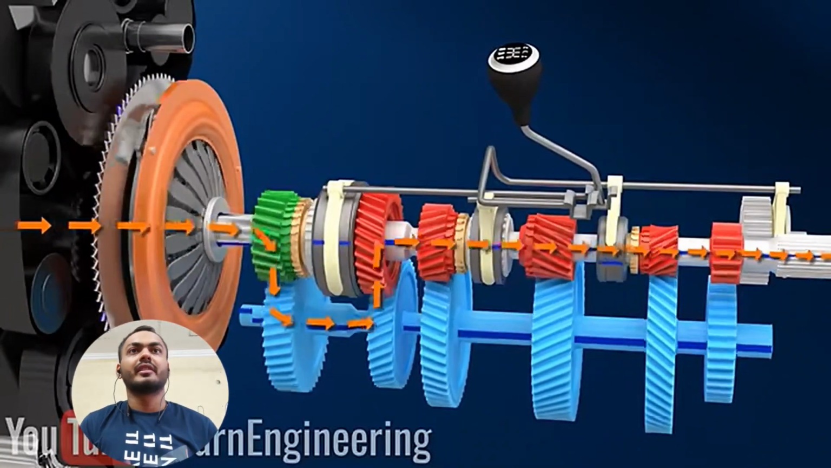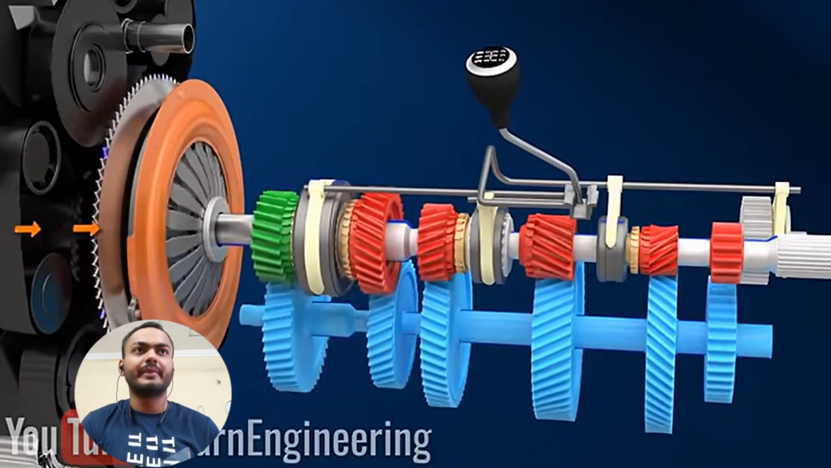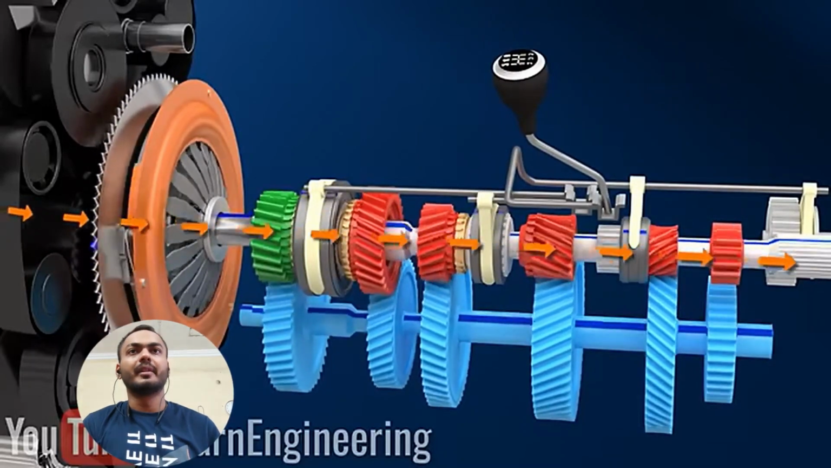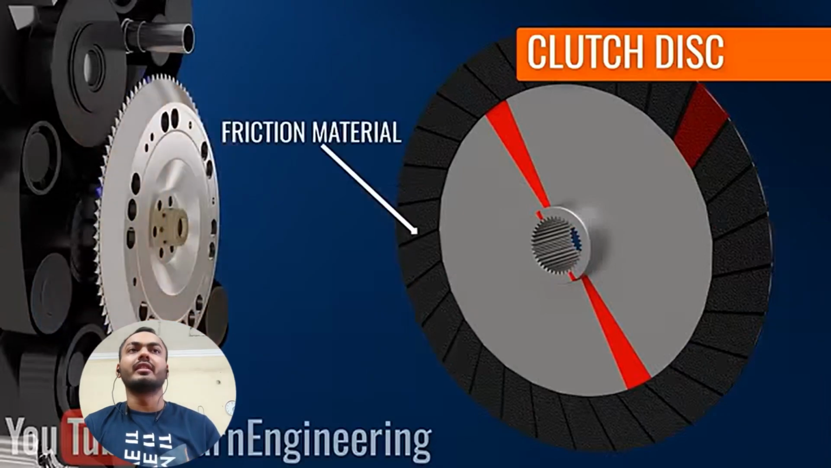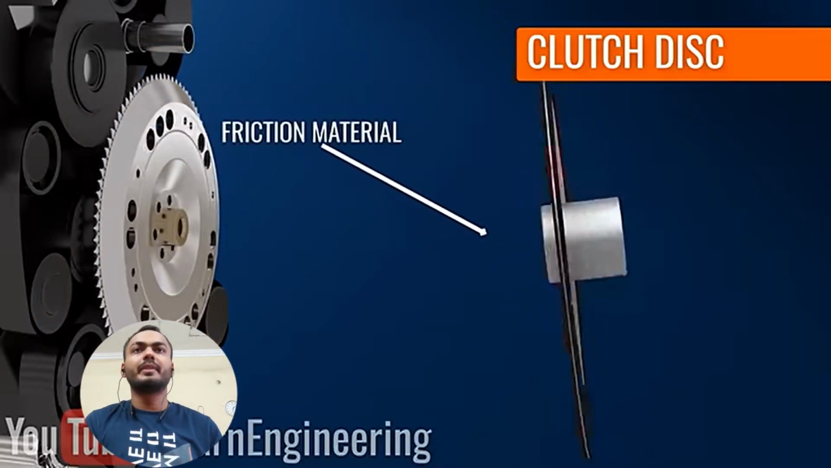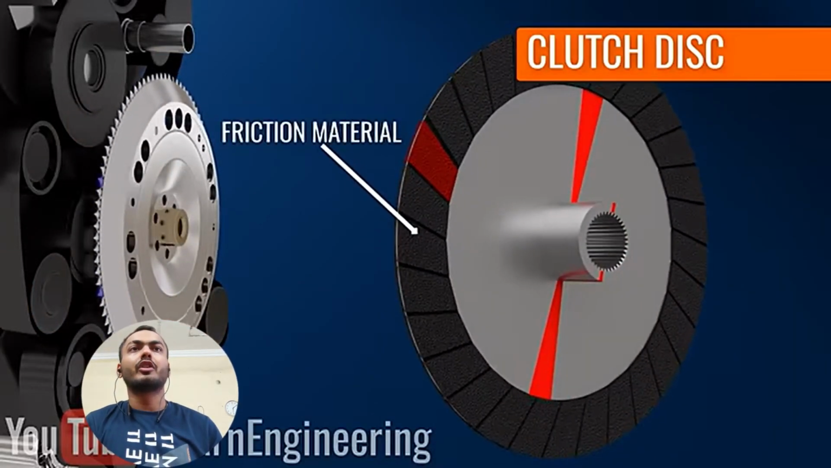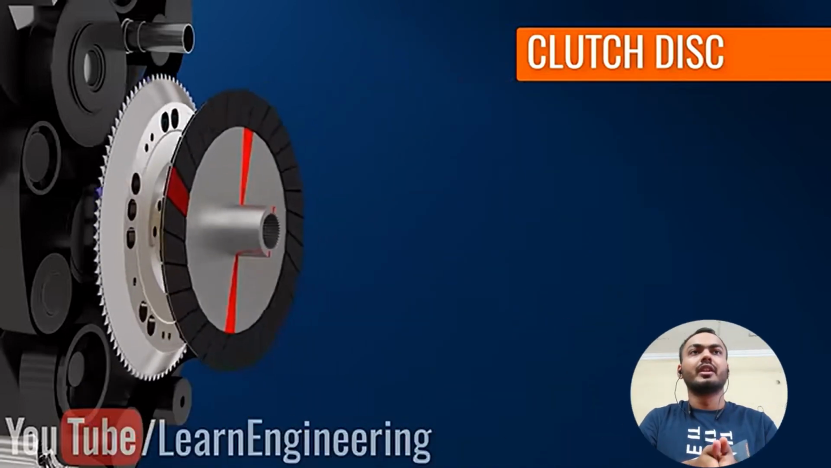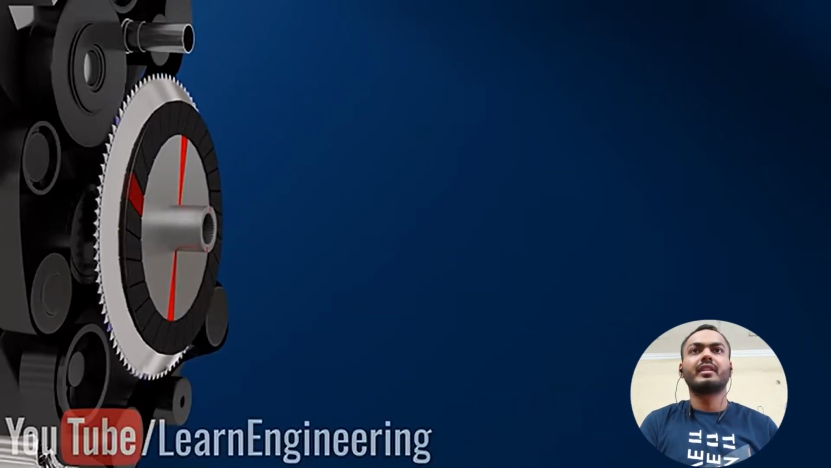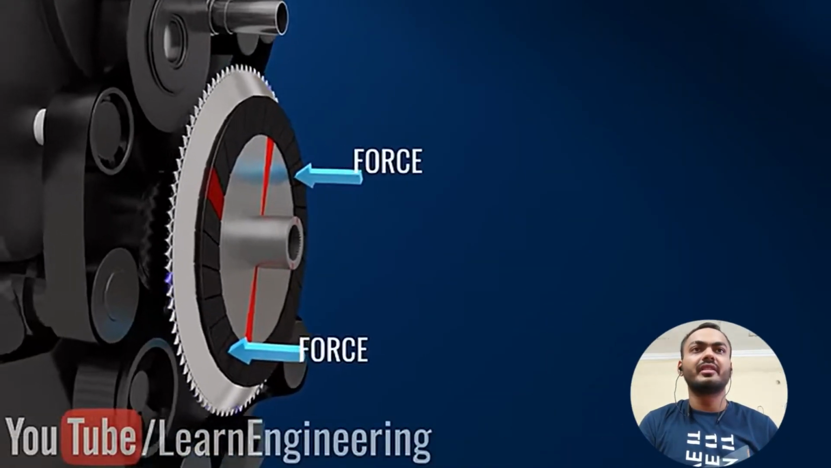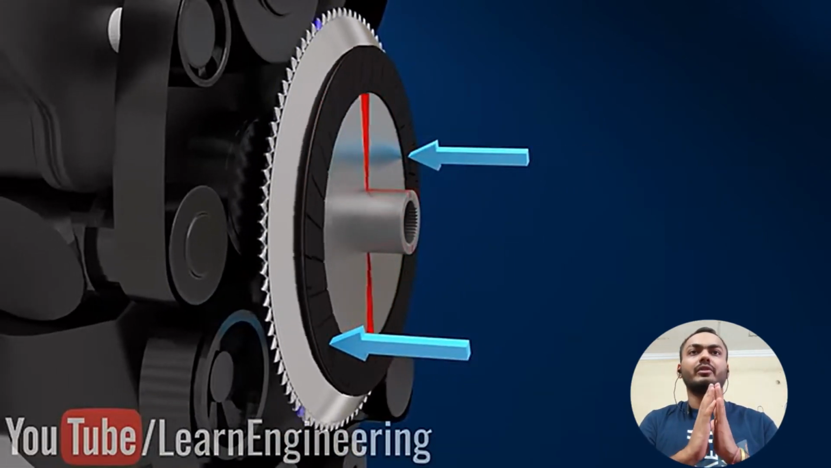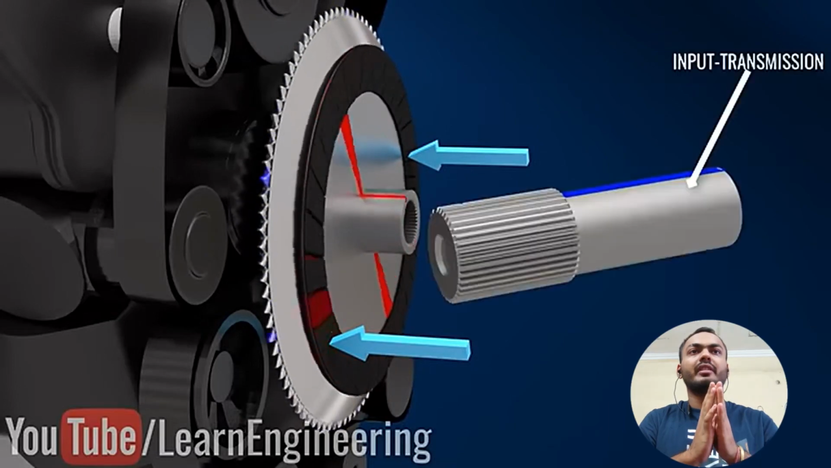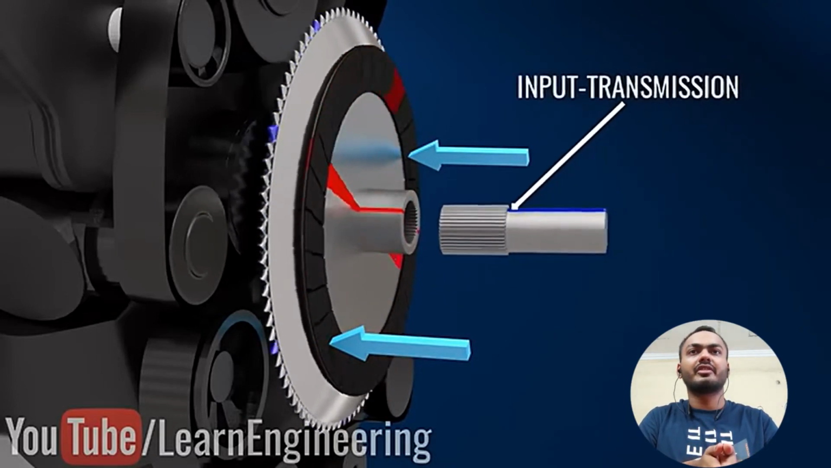Working of the clutch. The main part of the clutch consists of a disc coated with high friction material on both sides. A simplified clutch disc is shown here, and this disc sits on the flywheel. If an external force presses against the clutch disc, it will also turn with the flywheel due to frictional force. The input shaft of the transmission is connected to the disc. So when an external force is applied to the disc, the engine power will get transmitted to the transmission system.